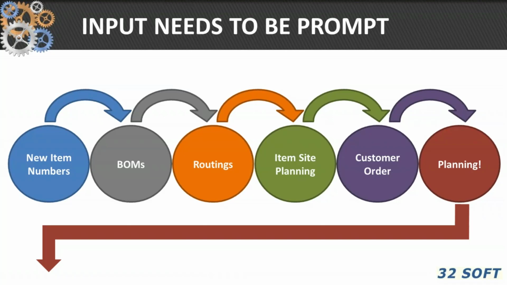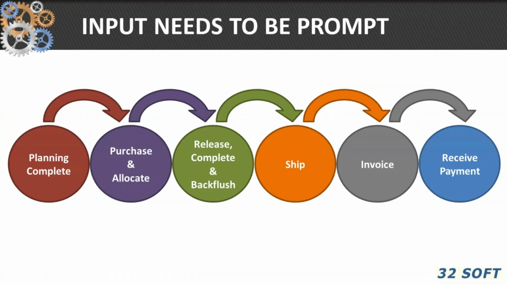Run MRP, coordinate resources, and then you can purchase components, allocate inventory, schedule production, then you can release the order to production, complete operations, backflush the order, then you can ship products to a customer, invoice the customer, receive the payment, and then the cycle is complete. As you can see, the sooner you can input the information to the system, the sooner you can start the next step, and therefore the sooner you can complete the whole cycle. Or simply, prompt information input is good for your business.